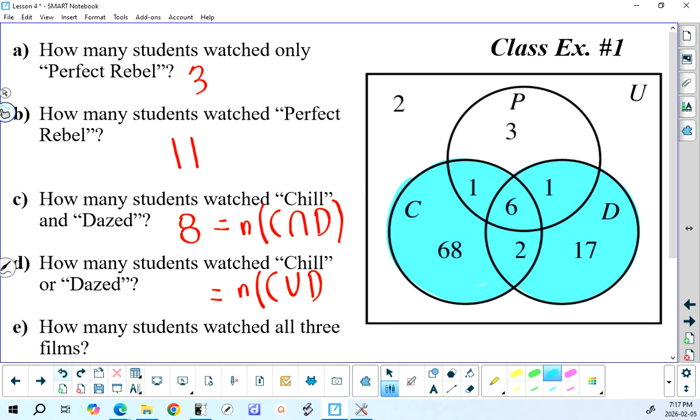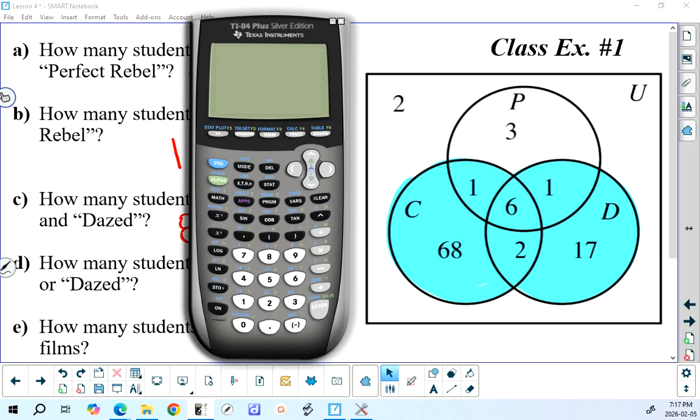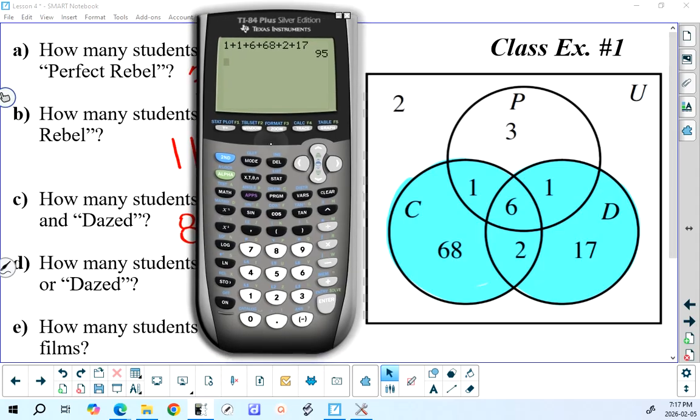So we have to add those all up. Let's see, 68 plus 1. I don't trust myself. I'm going to add the numbers at the top, which is 1 plus 1 plus 6. I mean, I want to just enter 8, but 1 plus 1 plus 6, plus I want to add the 68, plus I want to add the 2, plus the 17. Make sure I've entered them correctly. So 95 students watched Chill or Dazed.